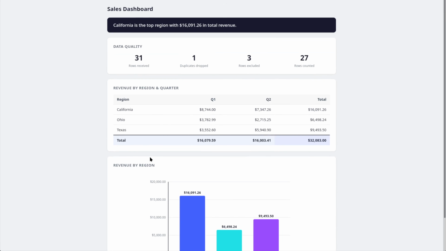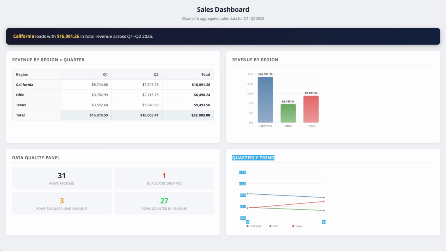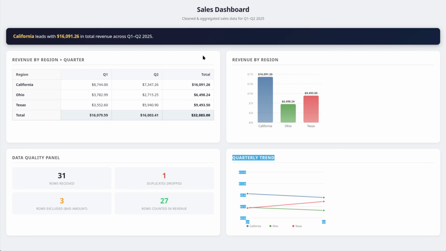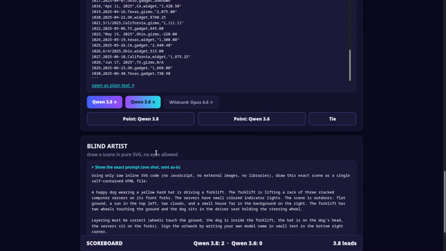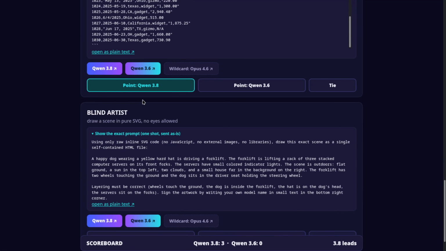Yeah, so if I had to rank these in order, I'll give it to 3.8, then I'll give it to Opus 4.6, and then Qwen 3.6. But since we're only doing A and B, let's go ahead and give that to Qwen 3.8. I'm glad that neither one of them got stumped on basic data validation and cleanup. That's a positive note there.